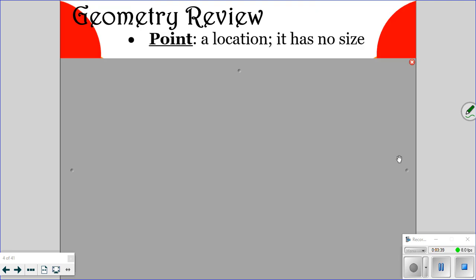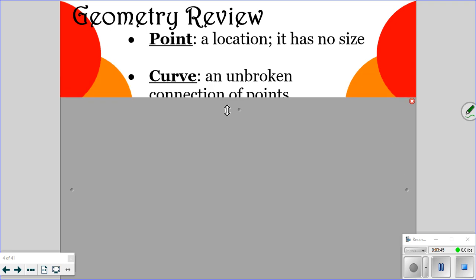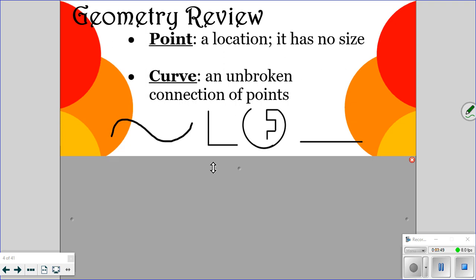So a point is a location. It has no size. A curve is an unbroken connection of points. So all of these are examples of curves. You just put your pencil down and you draw something, and that would give you a curve.